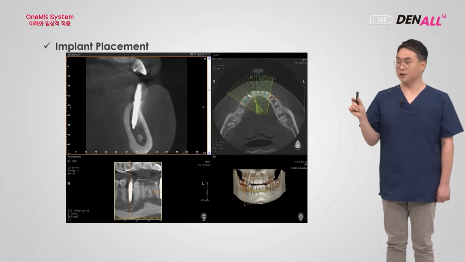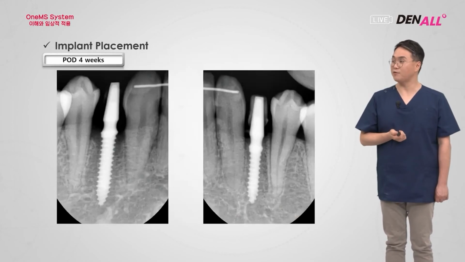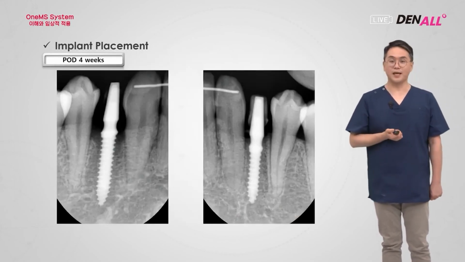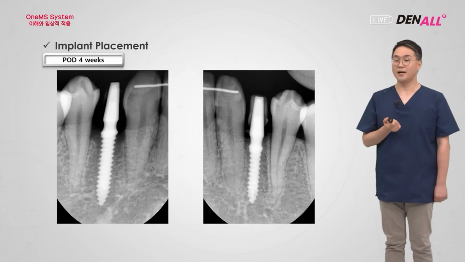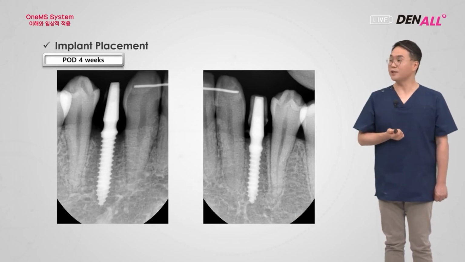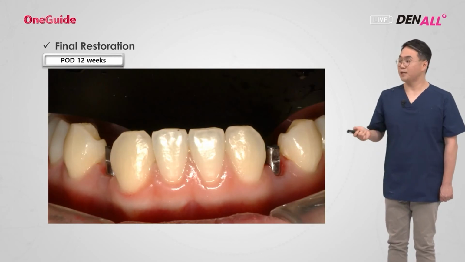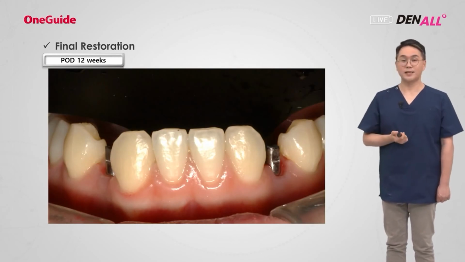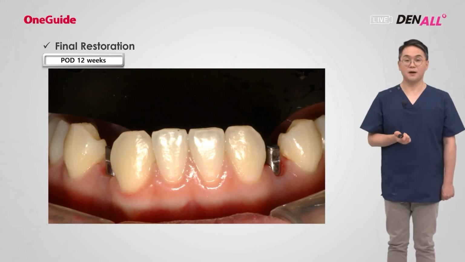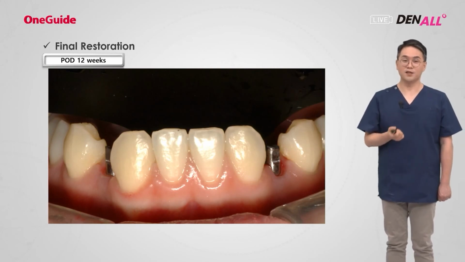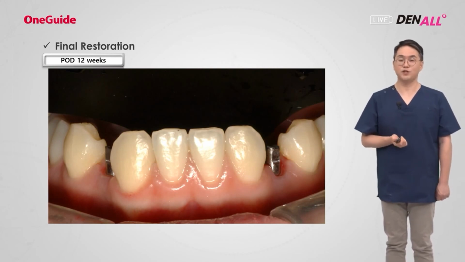As you can see, the bone width was very narrow, but it went very well. And this is 4 weeks post-op, not much of a problem. The integration is happening very smoothly. This is 3 months post-op when I delivered the final prosthesis. The gingiva is healing very well. I did not open a flap. The papilla is also maintained very well.